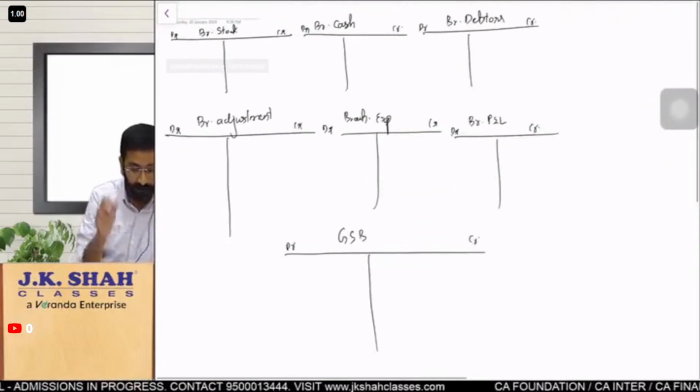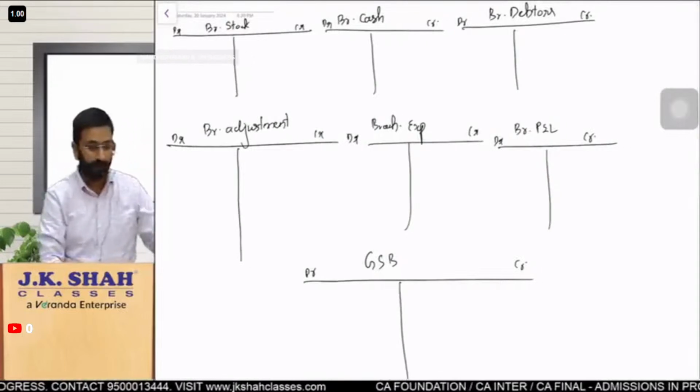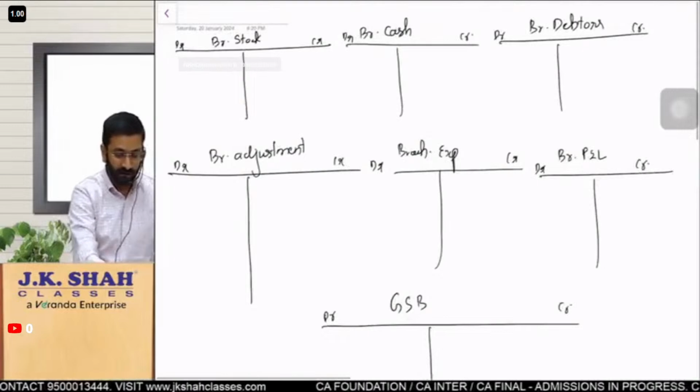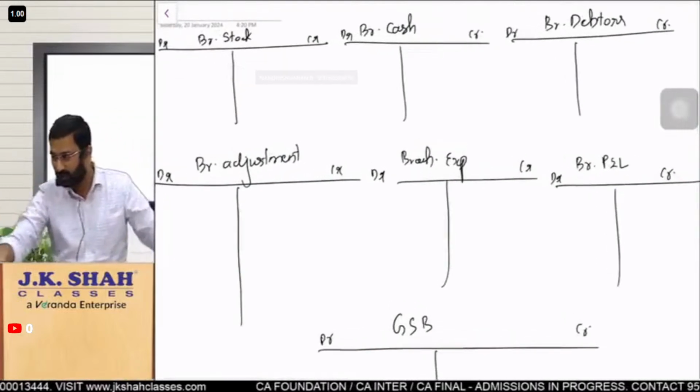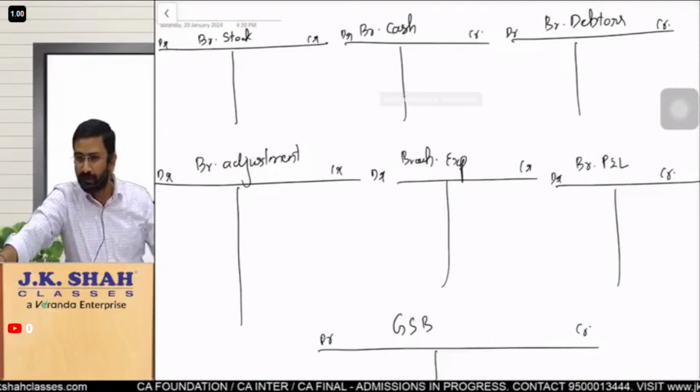Seven ledgers. All of you can see what I'm writing? First entry. Look at the question and tell me. First entry: goods sent to the branch. What is the entry? Branch stock.